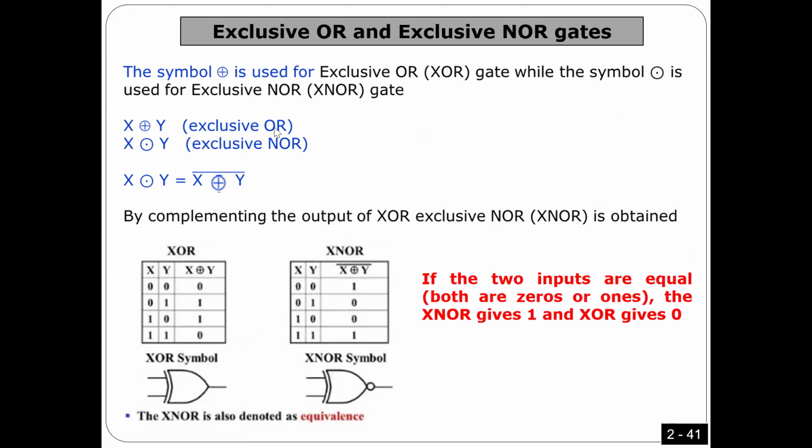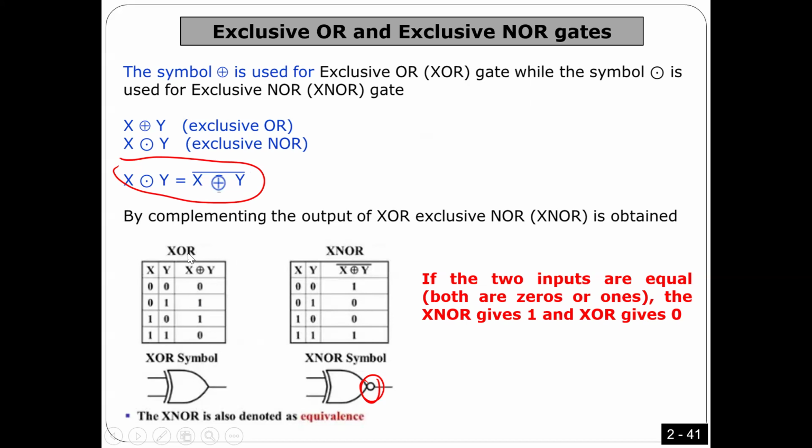This is exclusive OR and exclusive NOR. This is the symbol for exclusive OR. This is the symbol for exclusive NOR. You can see they are exactly the same thing, but we put an inverter here. We invert the output. That's the relation between them. So exclusive NOR is actually the inversion of exclusive OR.